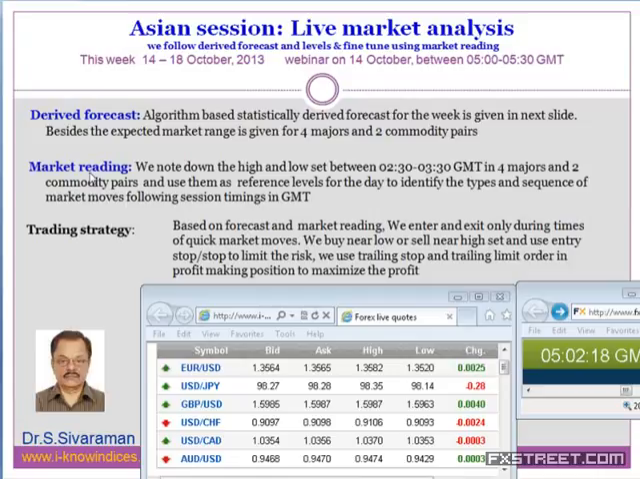So we fine-tune the forecast using the market reading technique to find out what type of moves they are making in 4 majors and 2 commodity pairs, and try to find out what trading opportunity it provides at a given time. So ultimately, we use the forecast to trade at ease. So the basic idea of developing the forecast is to make our decision more appropriate as far as trading is concerned.